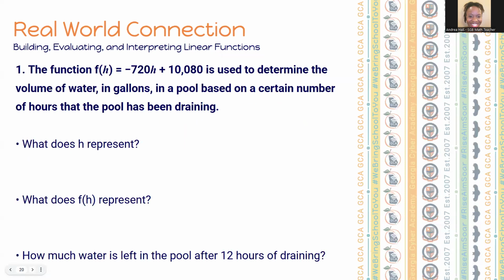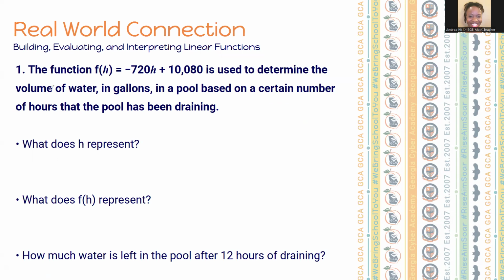All right, so here's the first problem. The function f of h equals negative 720h plus 10,080 is used to determine the volume of water in gallons in a pool based on a certain number of hours the pool has been draining. What does h represent? What does f of h represent?